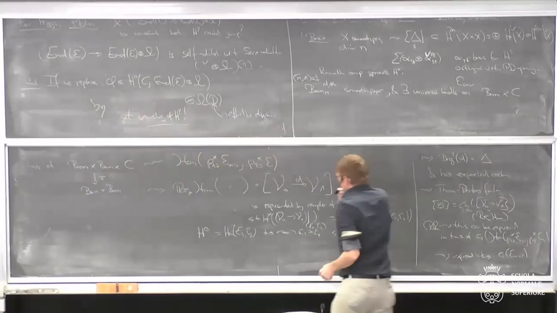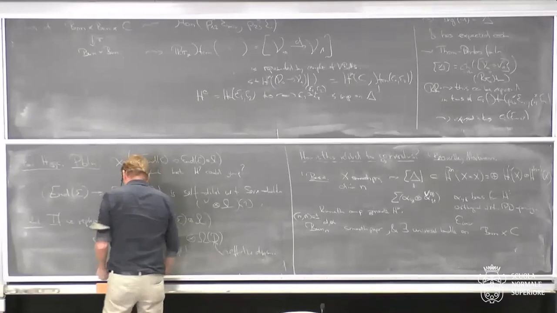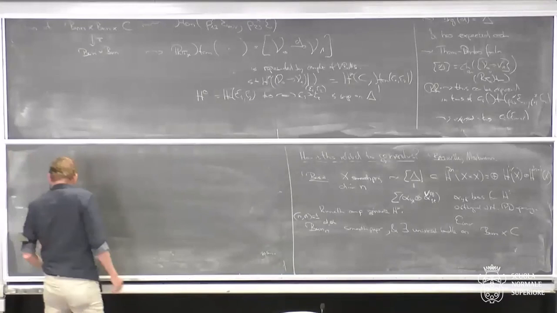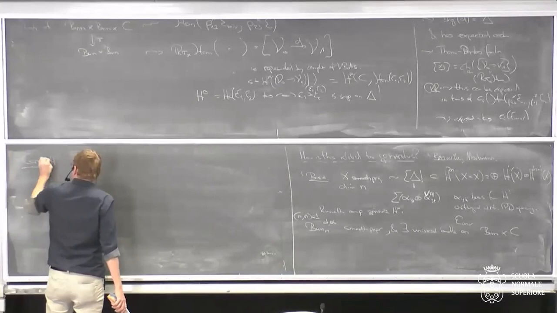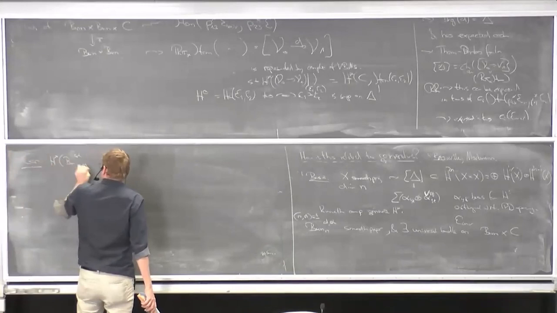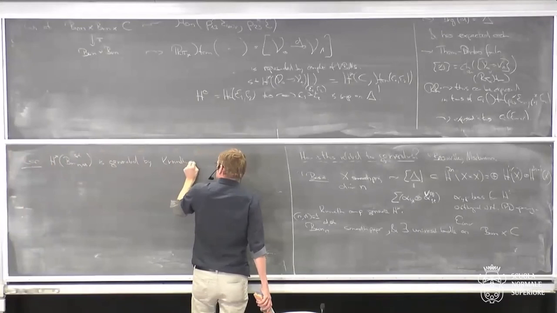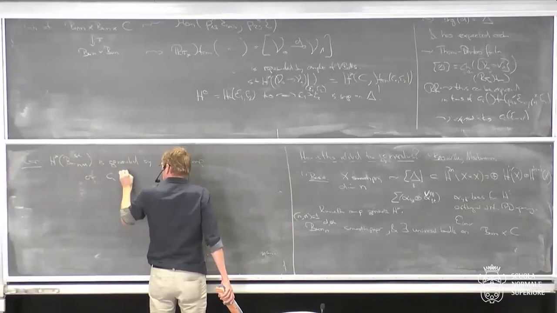So let me write it down and then see where this leads us for Higgs bundles. Oh, time is running fast. So this corollary: the cohomology is generated by the Künneth components of the Chern classes of the universal bundle.